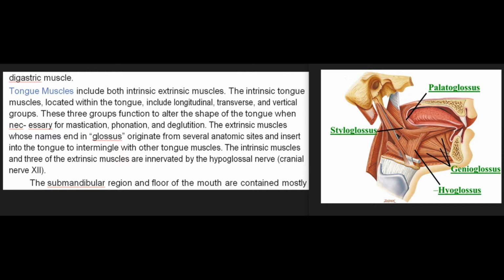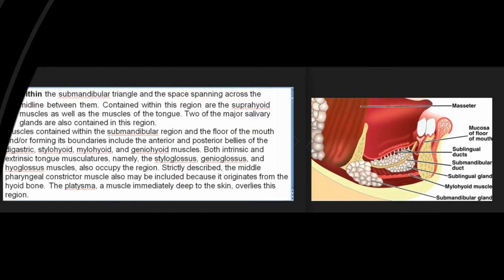The submandibular region and floor of the mouth are contained mostly within the submandibular triangle and the space spanning across the midline between them. Contained within this region are the suprahyoid muscles as well as the muscles of the tongue. 2 of the major salivary glands are also contained in this region.